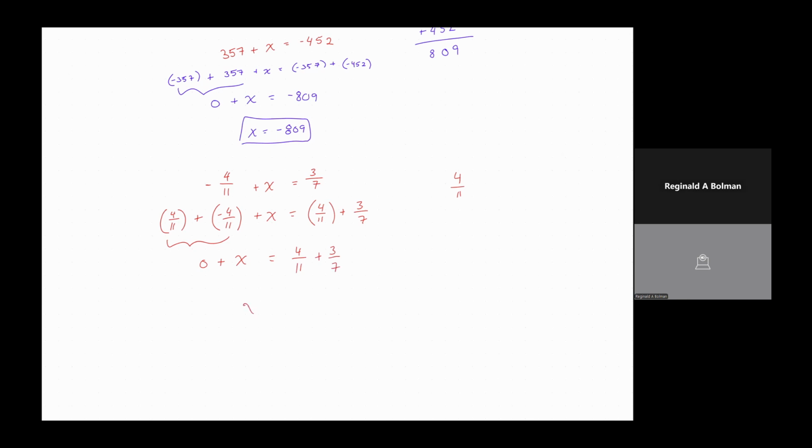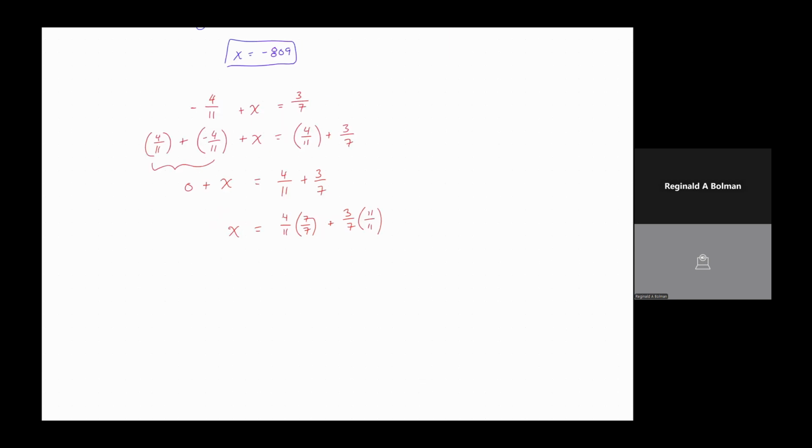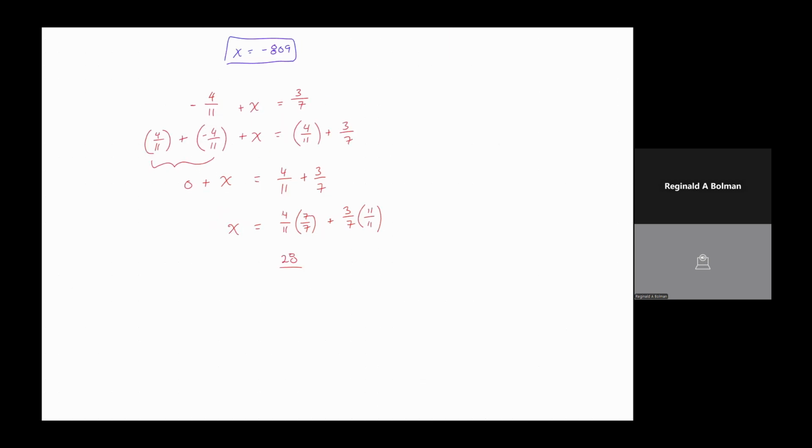So now we need to deal with that 4 over 11 plus 3 over 7. And what we're going to do is we need to find a common denominator. So we'll multiply by the opposing base. We'll multiply the first fraction by 7 over 7. We'll multiply the second fraction by 11 over 11. 4 times 7 gives us 28. 7 times 11 gives us 77. 3 times 11 is 33. 7 times 11 is 77.